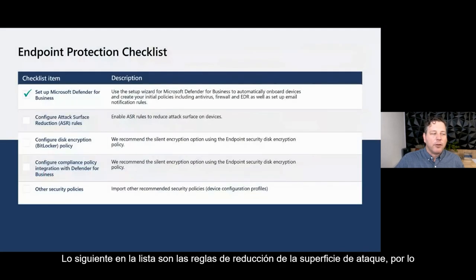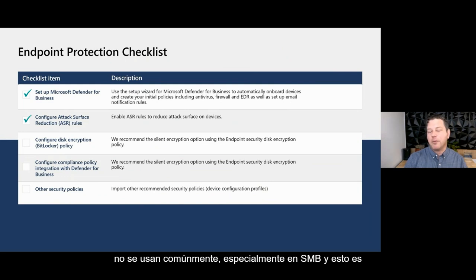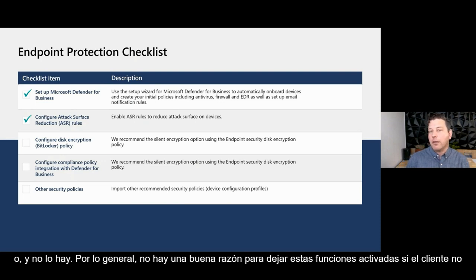Next on the list is attack surface reduction rules. These are rules to turn off potentially exploitable features that aren't commonly used, especially in SMB. This is stuff like macros executing, child processes. It's things like JavaScript executing a child process. A lot of times it's unusual for an SMB to need that, and there's usually not a good reason for leaving these features on if the customer doesn't need it.